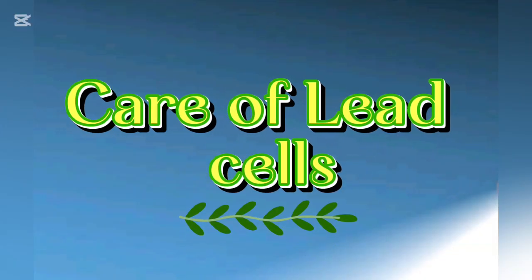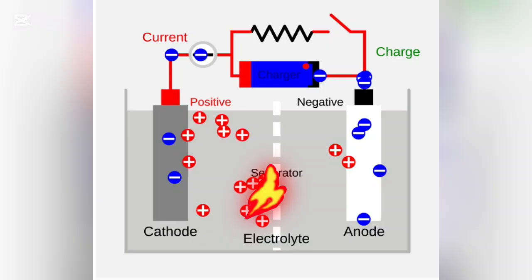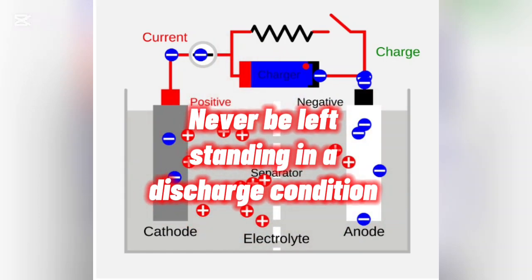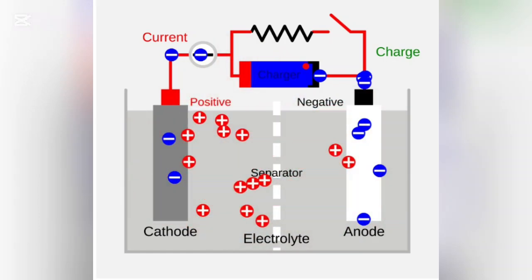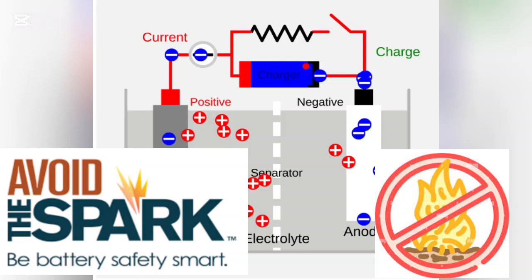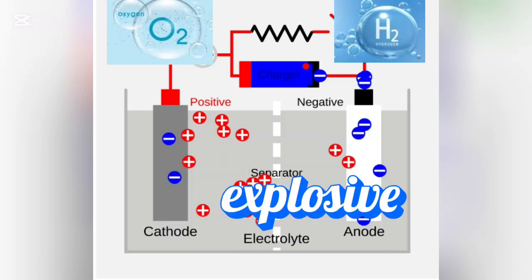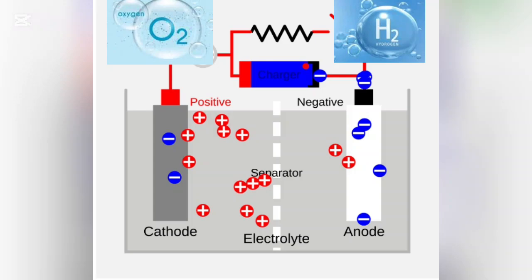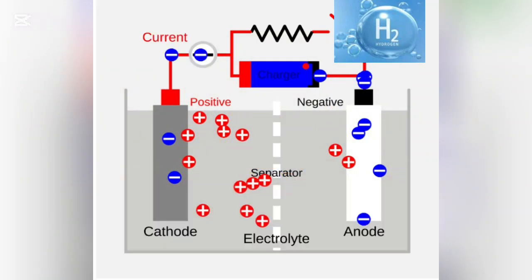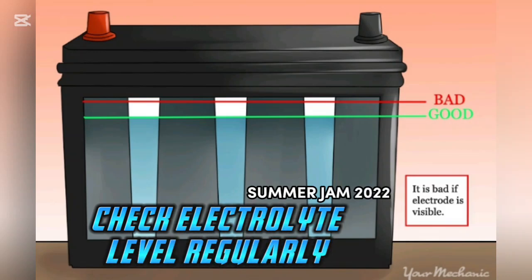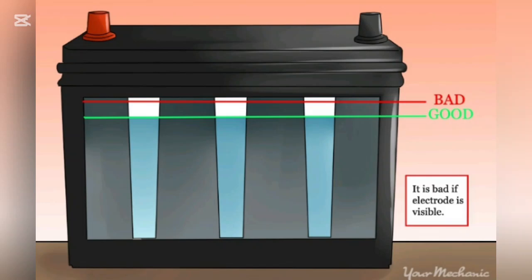Care of lead cells. The lead cell should never be left standing in a discharge condition. If not in use, it should be charged at least once in a month. Avoid sparks or open flames near the battery because a mixture of hydrogen and oxygen is explosive. Since hydrogen is freely evolved from the negative plate and oxygen from the positive plate, this is called gassing. Check the electrolyte level regularly to see if it covers the top of the plate. If not, add only distilled water just to the mark level.